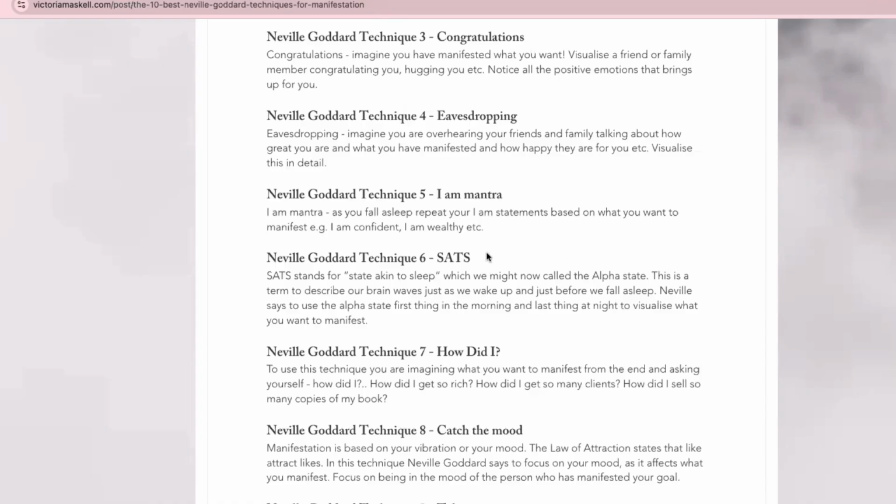So the SATS technique is nothing but setting your intentions, very strong intentions, before you go to sleep. For this technique, my recommendation is to switch off your mobile phone, or don't even bother looking at your phone at least 30 minutes before you go to sleep. Just put it on silent mode. And you can make it even better.